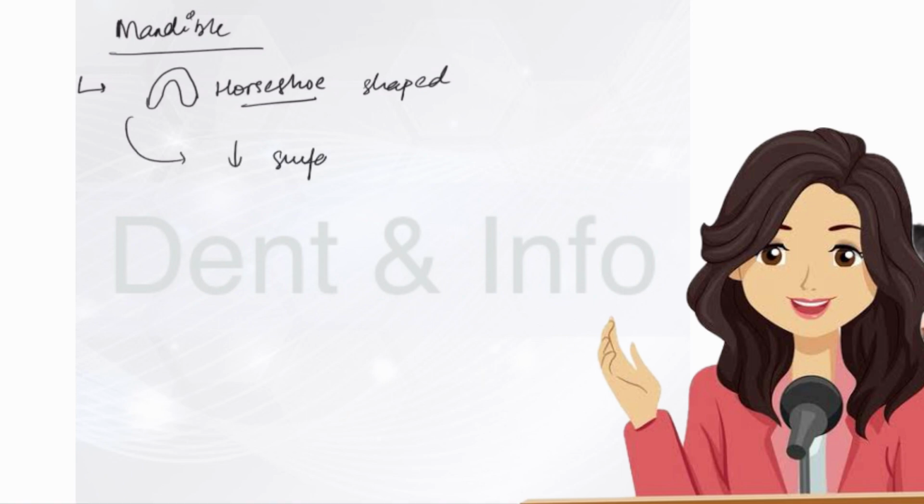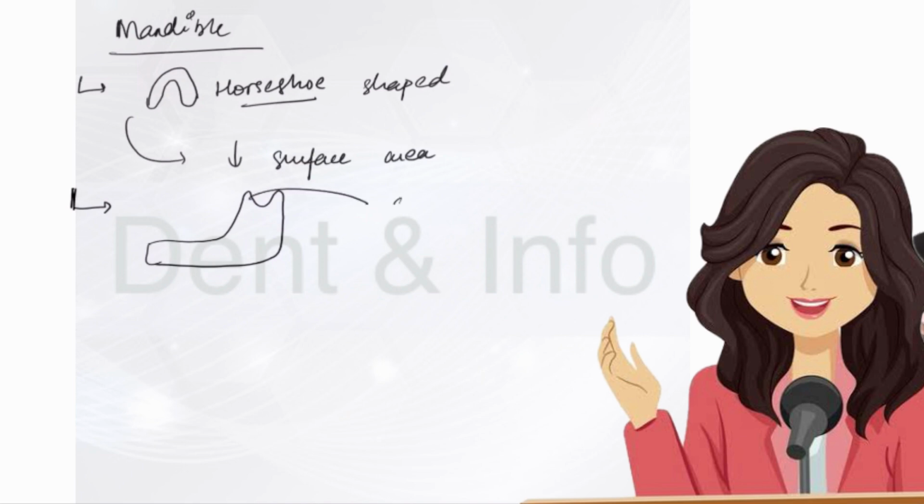Decrease in surface area. Maxilla has a larger surface area. The value is asked as MCQ in exam. Mandible has a lesser surface area. Superiorly, if you see the mandible from the cross section, it divides into two processes.